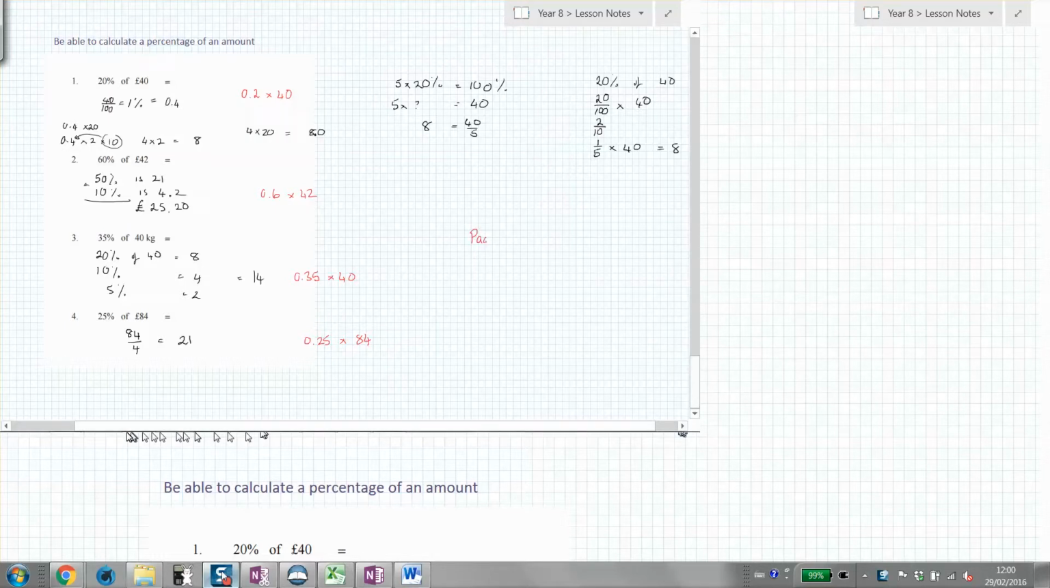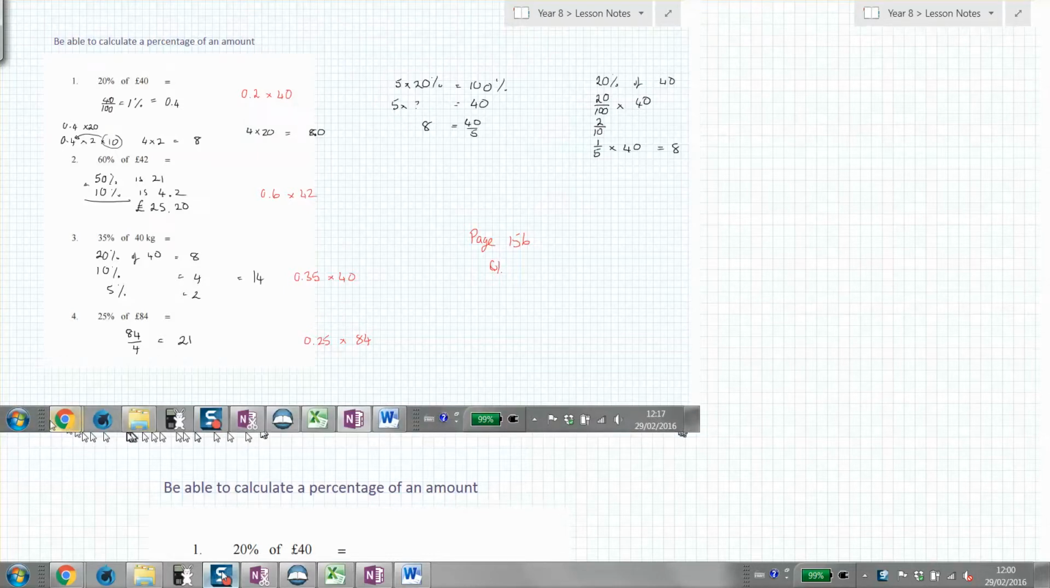What page? I've just got to sort Polina out. Page 156, question 1, I think, is where you're starting. Okay?